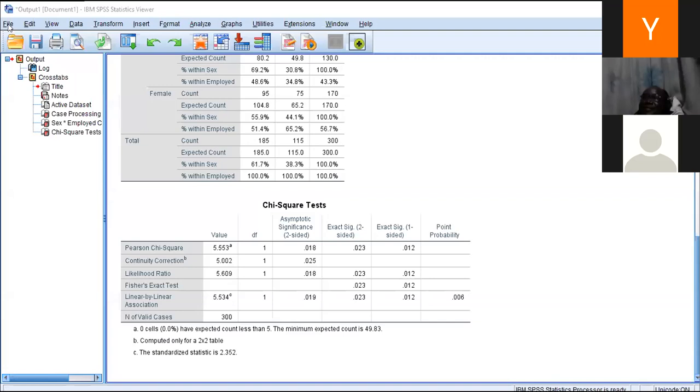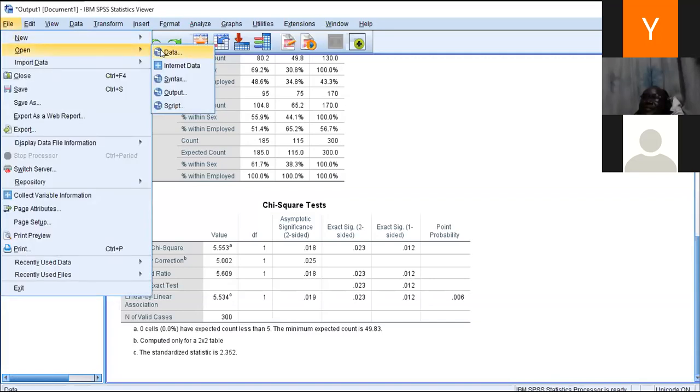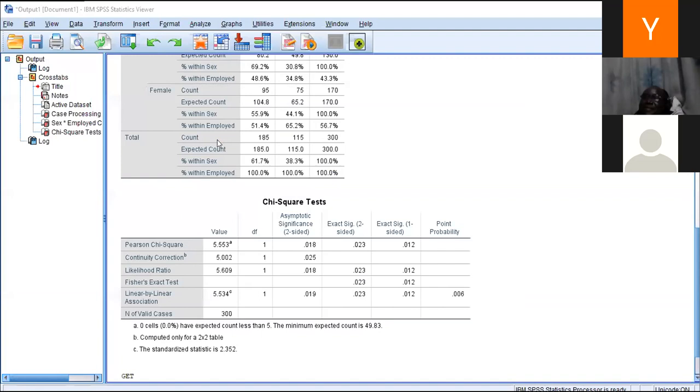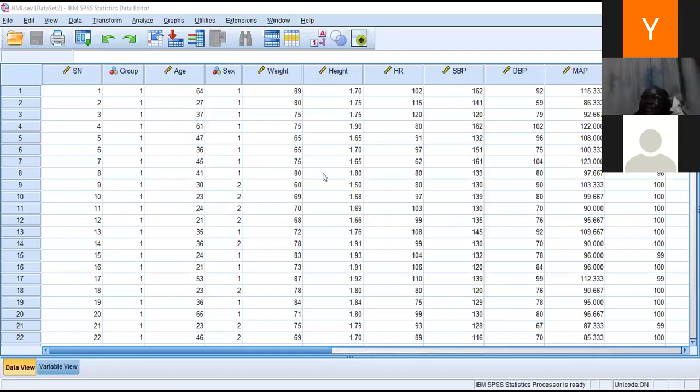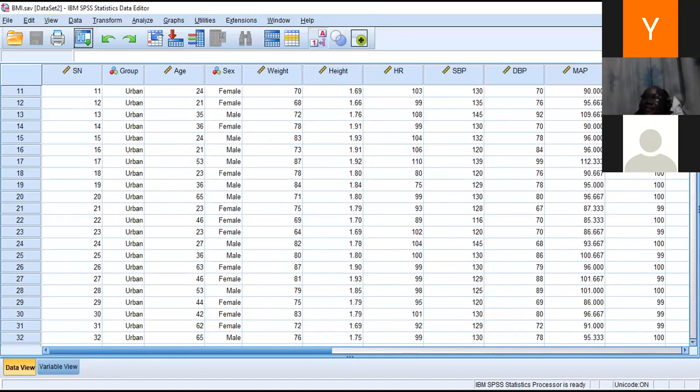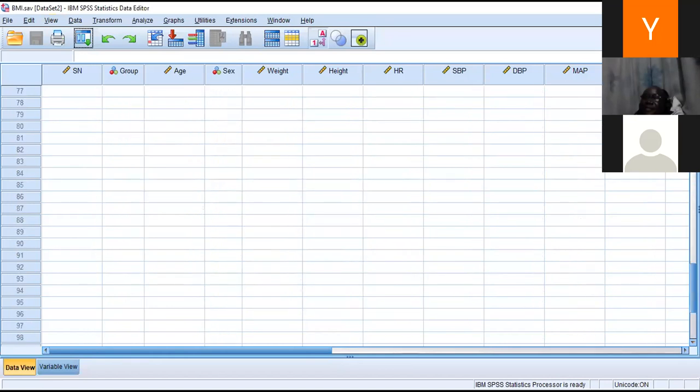Now, let me open a file here. I think there's BMI here. I don't know if you can see this one now. I just opened the file. This is the BMI data. We have a group variable here. There is group 1, urban, rural. If you see the label, can everybody see urban? If you scroll down, you see rural. Urban, rural is the group. Can you see?